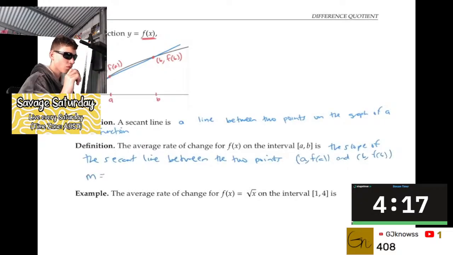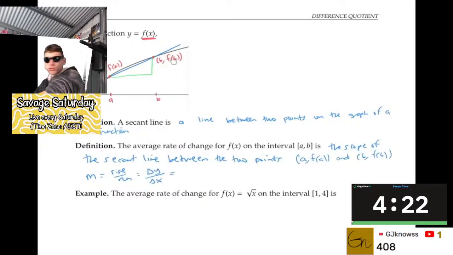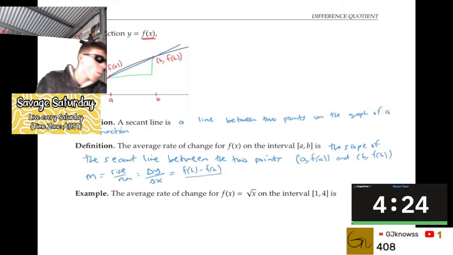In symbols, that slope m is the rise over the run, or the change in y over the change in x, which is the difference in y coordinates, f of b minus f of a, over the difference in x coordinates, b minus a. So this is the average rate of change.